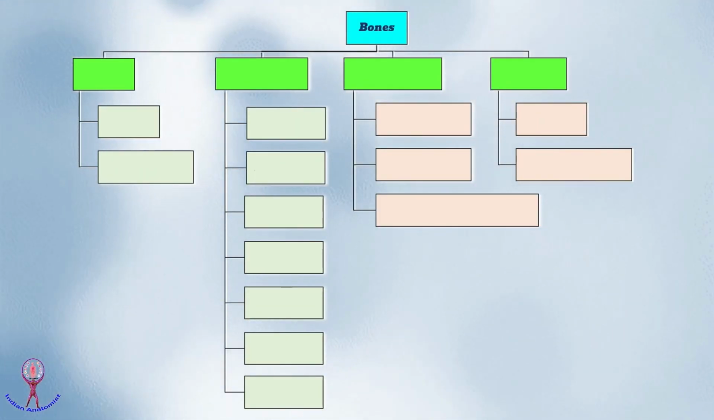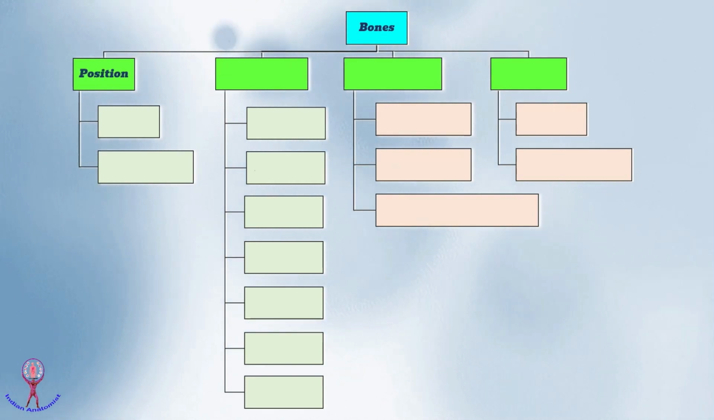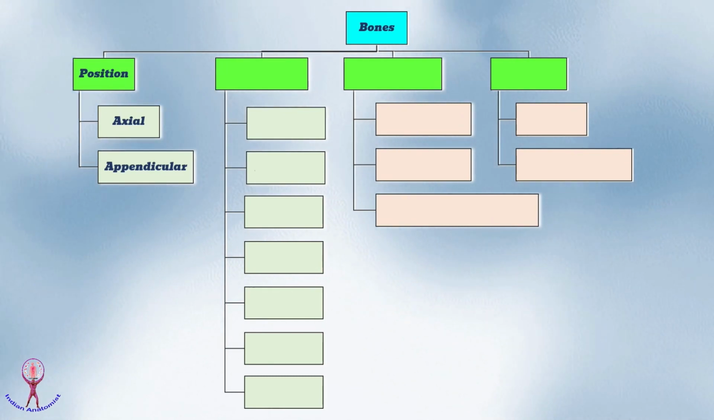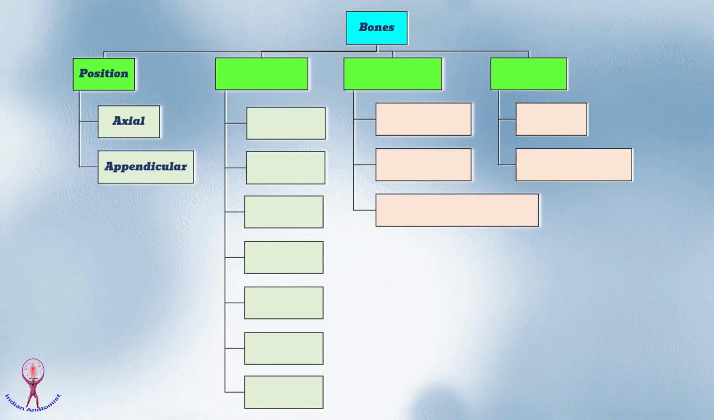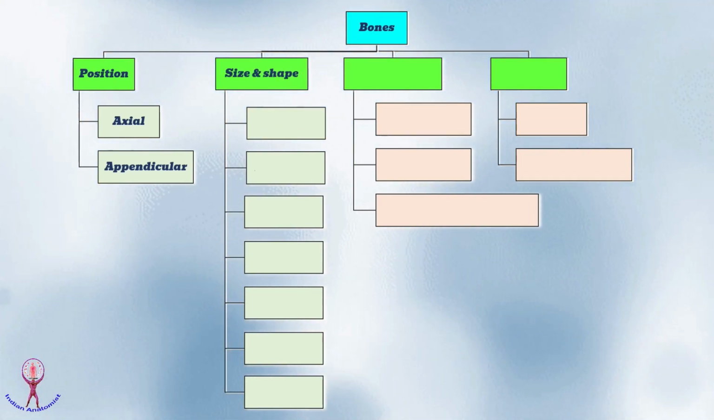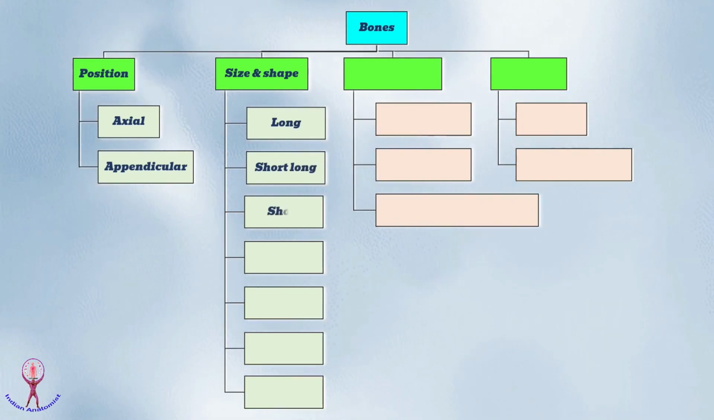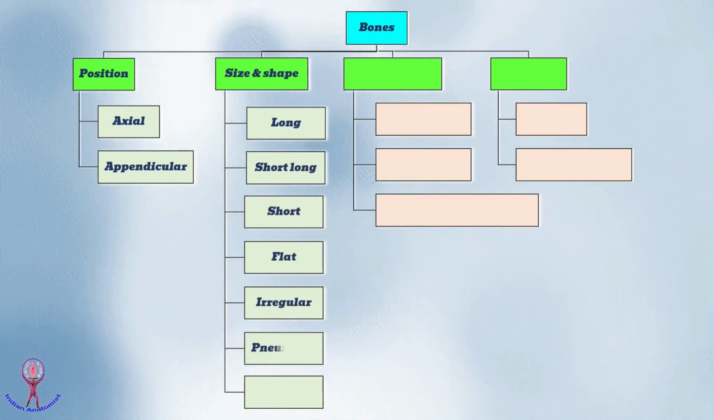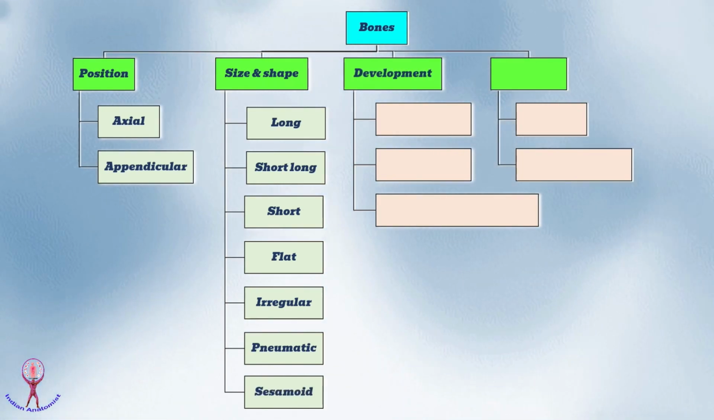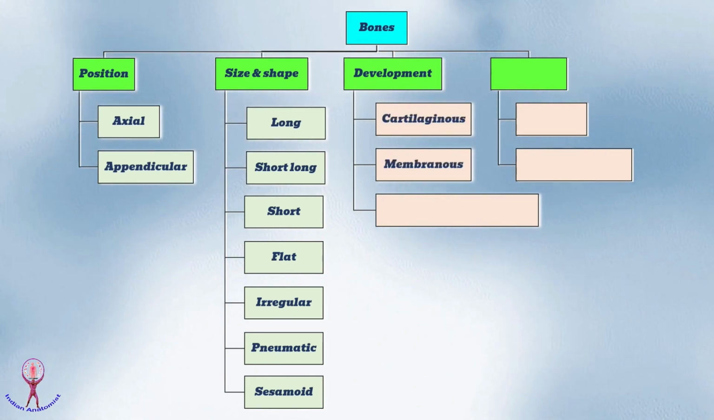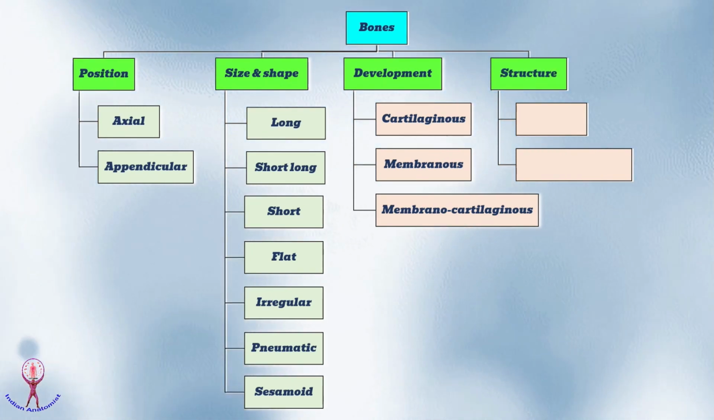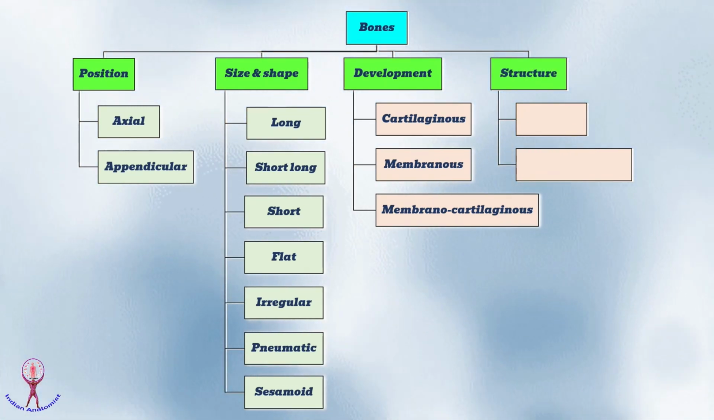Number 1. The bones according to their position are categorized into two main groups, namely, the axial and appendicular skeleton. Number 2. The bones are categorized into 7 types based on their size and shape. They are long bone, miniature of long bone, short bone, flat bone, irregular bone, pneumatic bone, and sesamoid bone. Number 3. The bones are developmentally classified into membranous, cartilaginous, and membranocartilaginous bones. Finally, number 4, classified according to their structure, is compact and spongy bones.